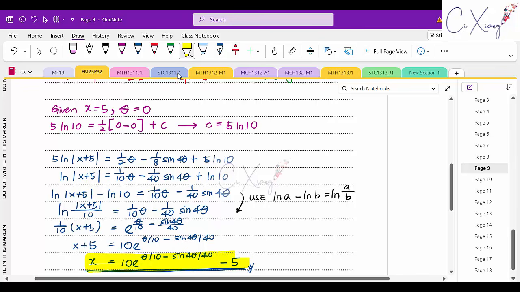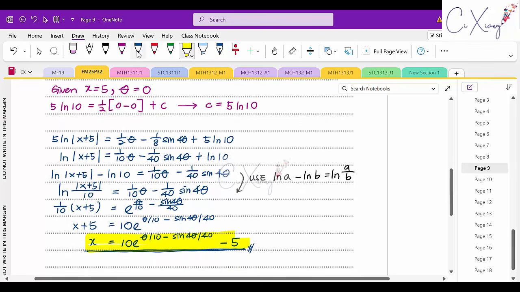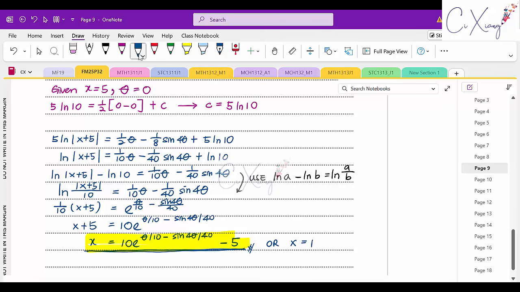Some students will ask, can I make the power become a decimal number? As an example, I'm having 10, then e to the power of theta over 10, which means 1 over 10, right? So you're having 0.1 theta. So they write it as 0.1 theta, then minus 1 divided by 40. So you get a long decimal number, 0.025, so 0.025 sine 4 theta, then minus 5. Now, if you want to put it like this, also can, no problem at all.